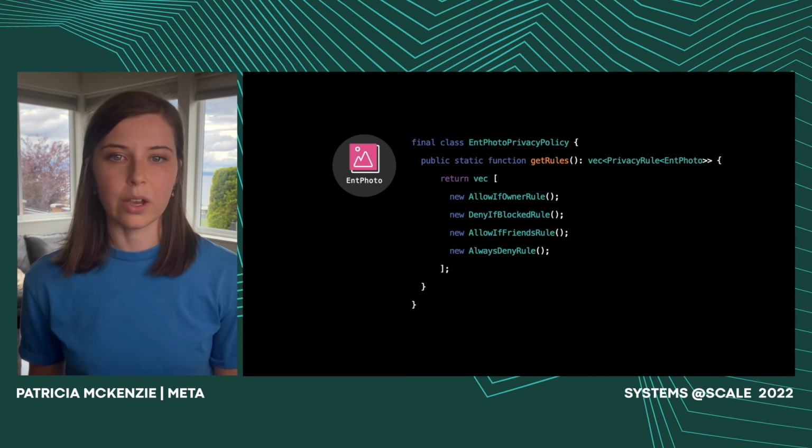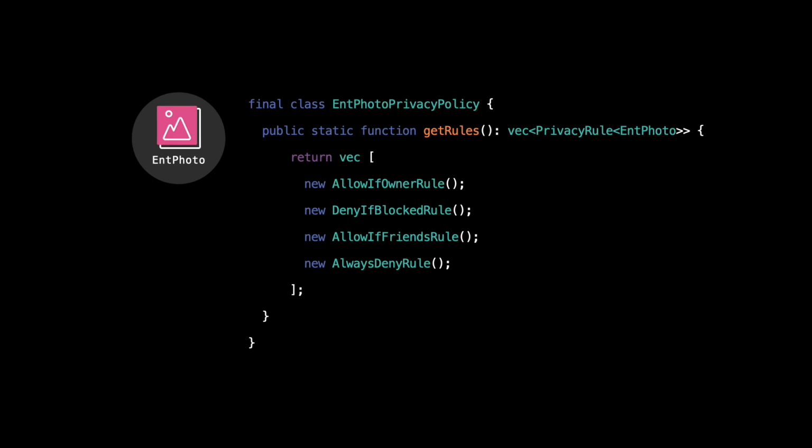Once again, let's look at one of these policies in code, the way an engineer at Meta might see it. This policy is made up of privacy rules with specific logic for the particular use case, so photos here. In this example, you see rules like deny if blocked or allow if friends. Those rules each take 2 inputs, the viewer context that we've been talking about, as well as the actual data we're trying to load.